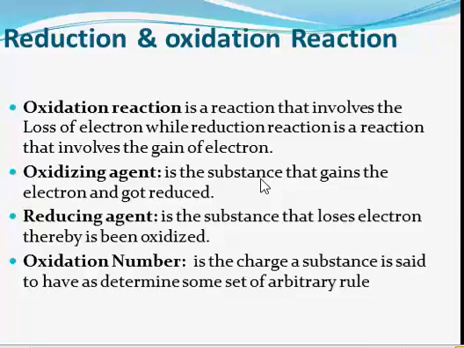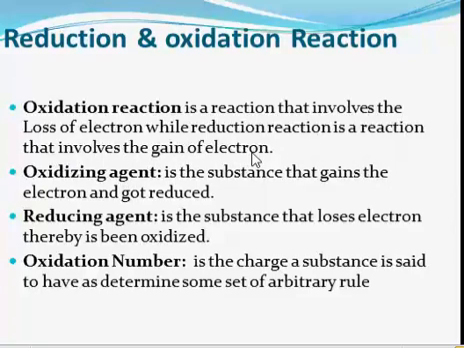What is oxidation reaction? Now, there are different definitions for oxidation and reduction reaction, but I'm going to limit my definition based on electron transfer. Basically everything just centers around electron transfer. So based on electron transfer, I can define oxidation as a reaction that involves the loss of electron, while reduction reaction is a reaction that involves the gain of electron.